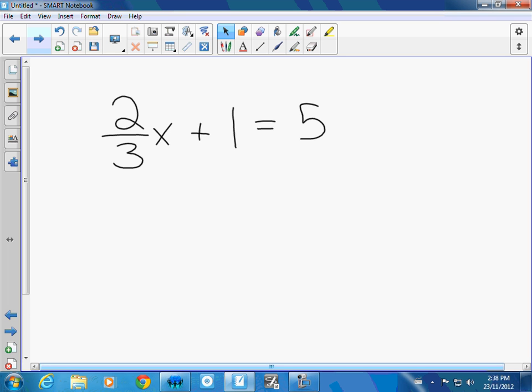You'd have to treat it the same way, right? You'd try to get rid of the 1. You'd move the 1 to the other side by subtracting. Then you'd have to get rid of this 2/3. Just a little more awkward. Would it be easier if we got rid of the fraction? Yeah? Okay, now think about this.